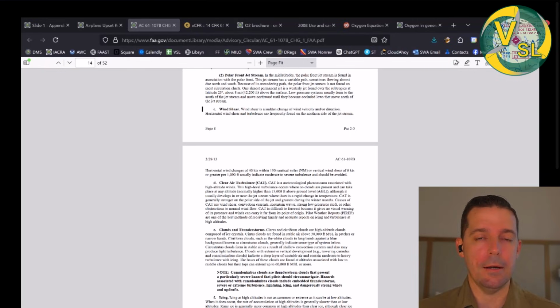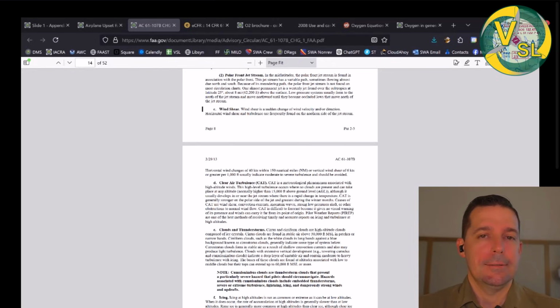That's just bumpy air. I wouldn't really define that as clear air turbulence. So it defines clear air turbulence here as a meteorological phenomenon associated with high altitude winds. This high level turbulence occurs where no clouds are present and can take place at any altitude, normally higher than 15,000 feet above ground level. So that clear air turbulence is not what you've experienced in your 172.